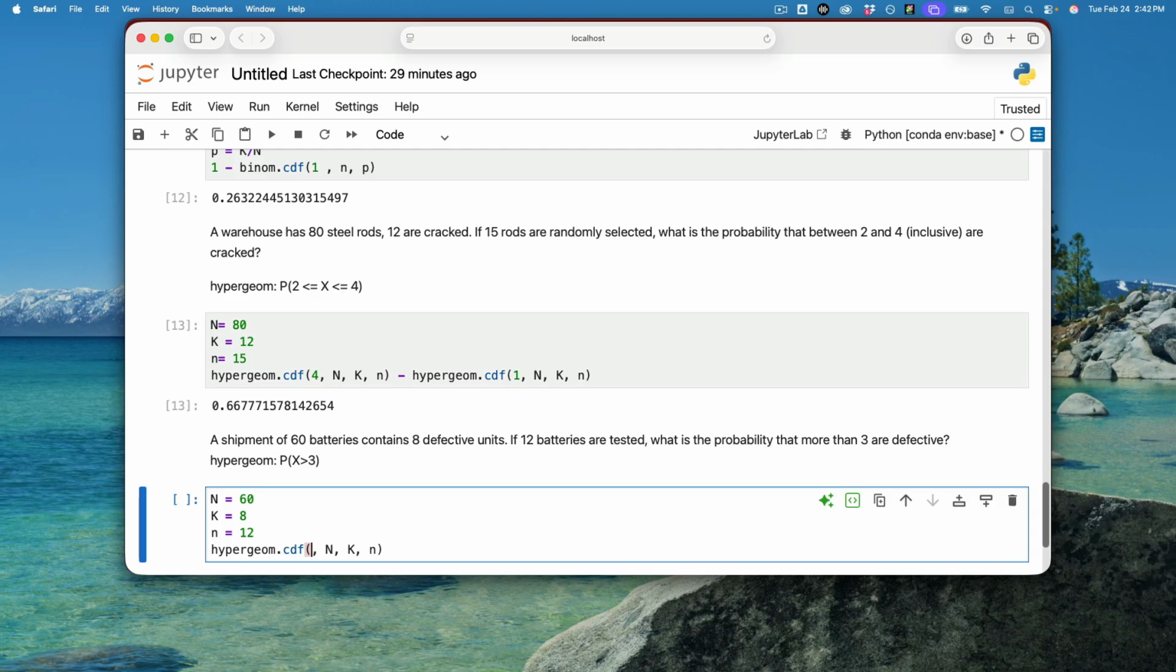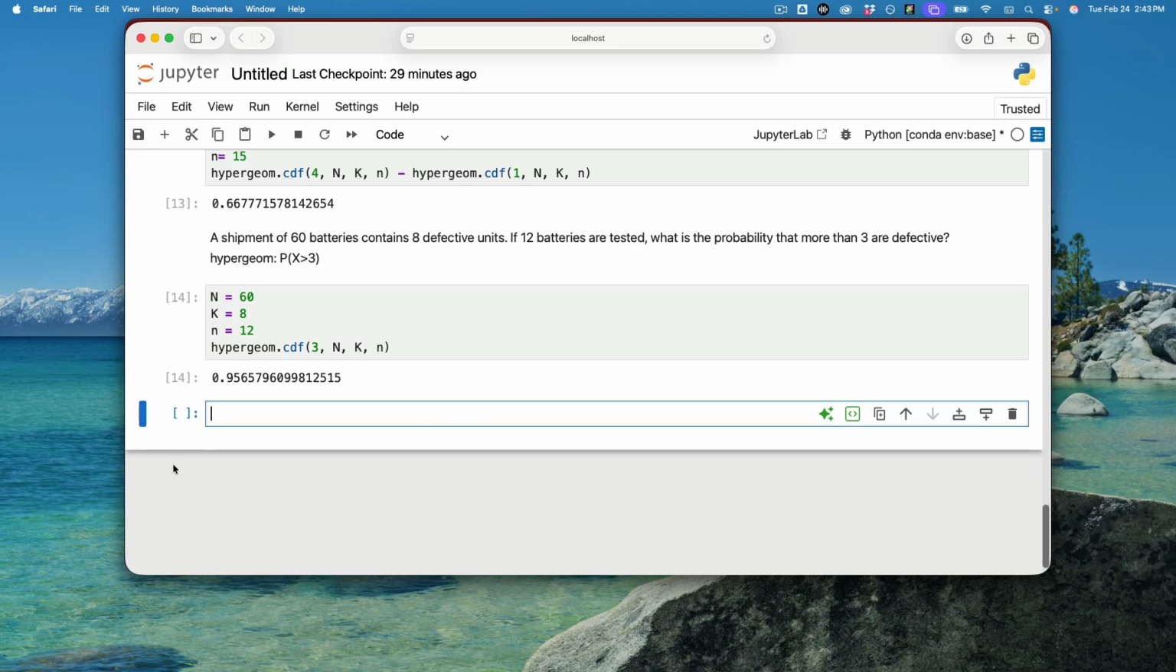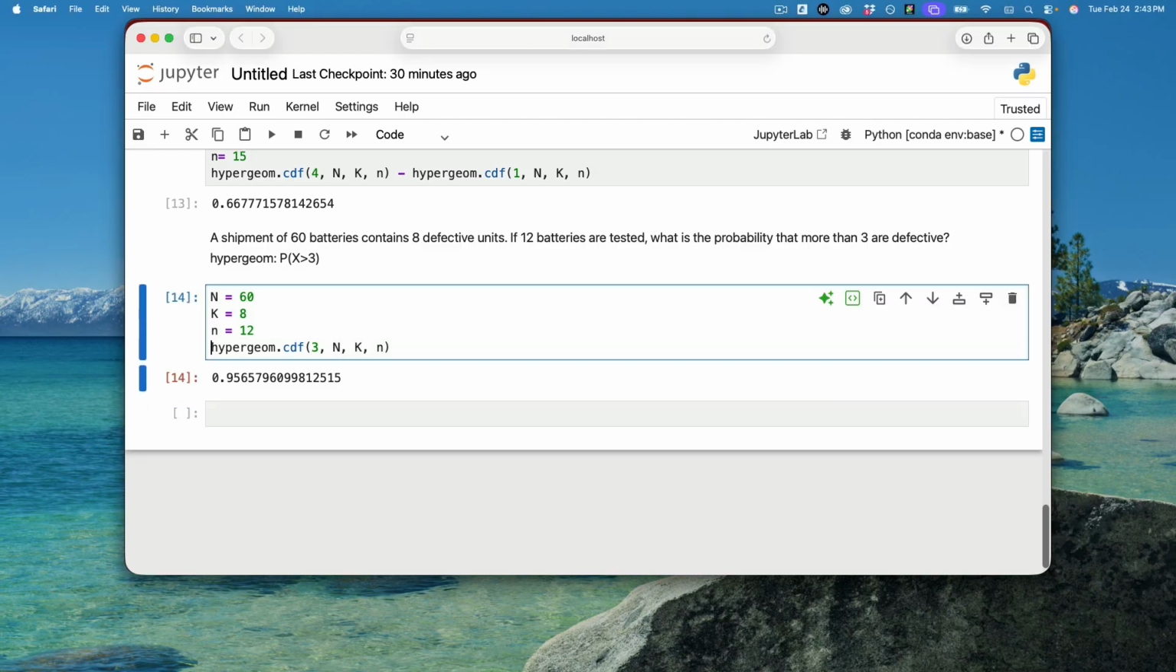Think of it this way if it's easier. That's 1 minus the area to the left of 3, including 3. Because for P of x greater than 3, I want to include P equal 4 plus P equal 5 plus P equal 6, and so on, not including 3. The CDF at 3 gives me the area to the left of 3, including 3. So there's a 95% chance that more than 3 are defective. Okay. My apologies. Yes, sorry. Thank you.